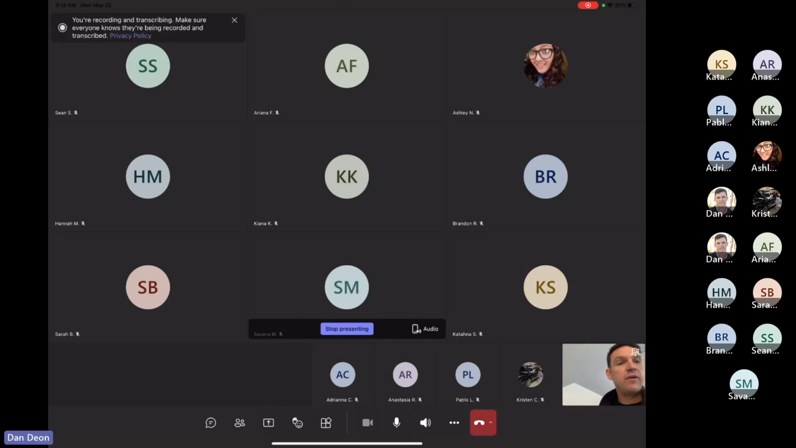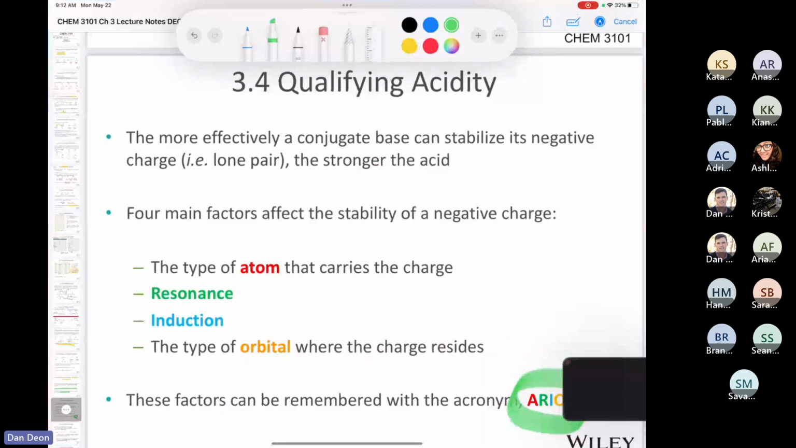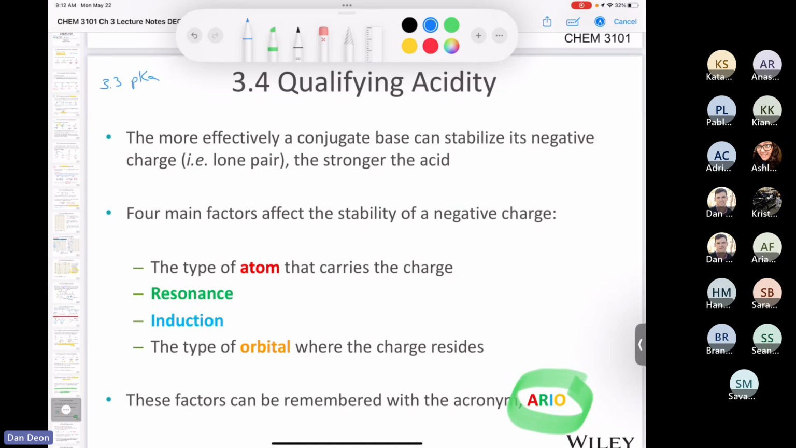me. Okay, so in the last section, in section 3.3, we talked about how to quantify acidity using pKa. We talked about pKa values, and I said you should memorize table 3.1. Well, in this section, we're going to look at a way to quantify acidity.